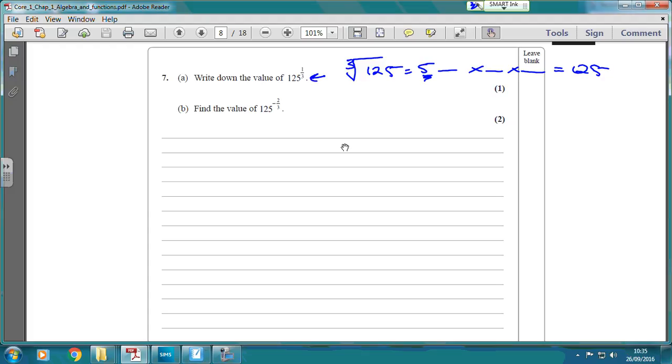Question B, so we've got to now deal with the negative, so it's going to be 1 over the positive value of 125, but we're going to have the cube root, because that's the number on the bottom, that's the one we deal with first, and then we're going to square it. So the cube root of 125, as we've seen up here, is 5. Then we're going to square that, so it's going to be 1 over 25.